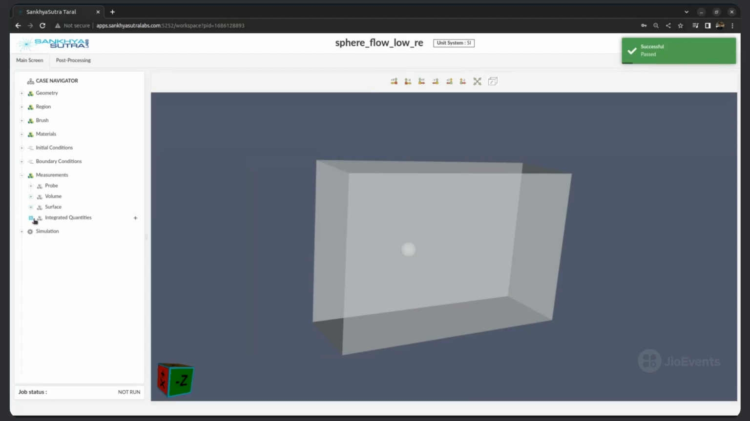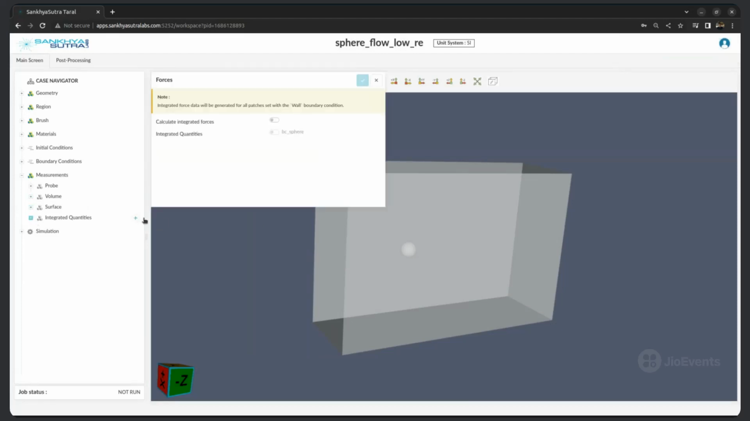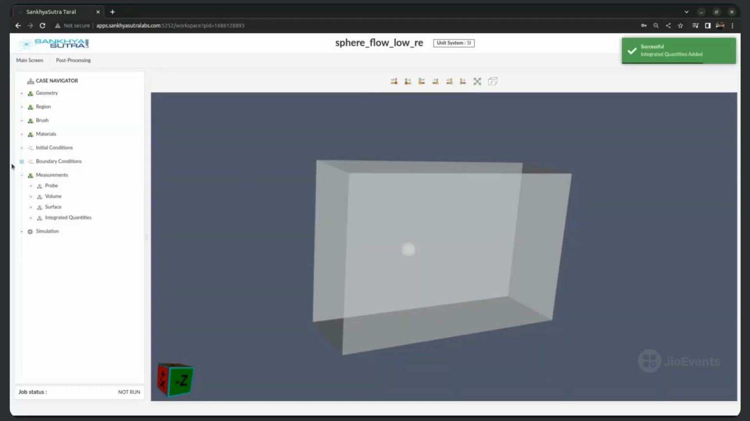And let's say I skip the surface measurements, I'll save only the integrated quantities. So it gives you an option to save the integrated forces on these surfaces. And I have only set the sphere surface with the no slip condition, so only that is given as an option to me here. So I say I want to save. So all these are done.